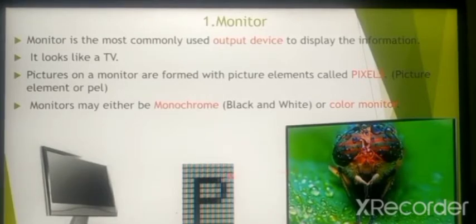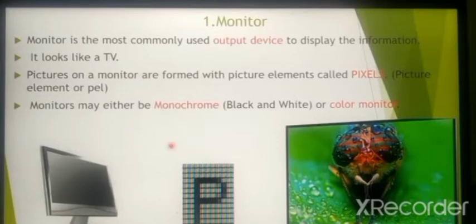In this image you can see the pixel, one single part, one single dot is called a pixel, which is simply called PEL. PEL means picture element. So like this, thousands and thousands of pixels form a single image.